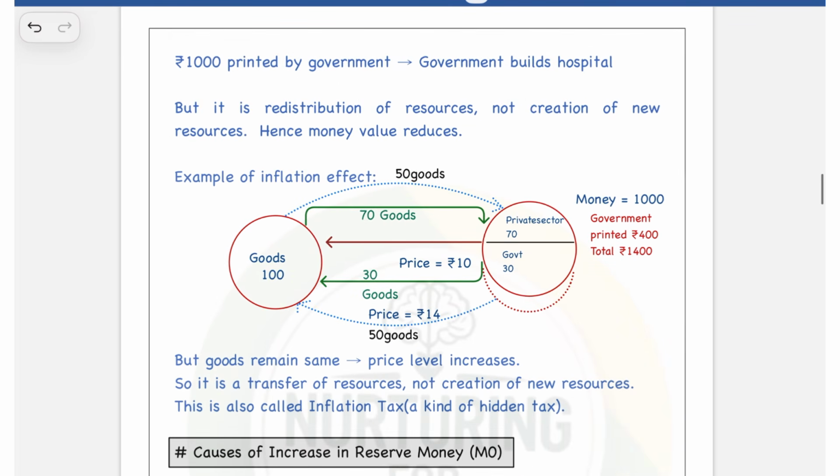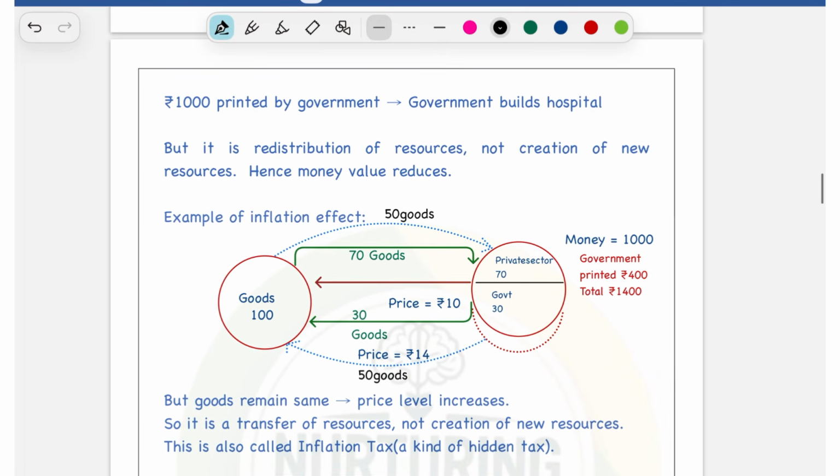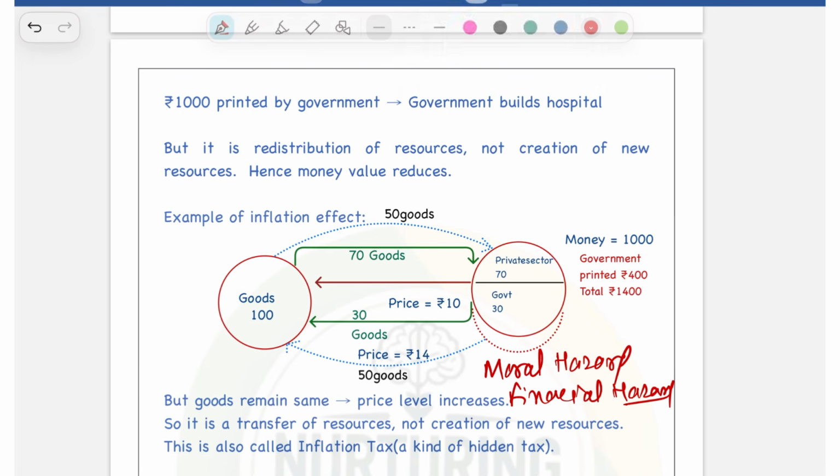In this sense it creates an inflationary tax kind of scenario. So that's why it is always a moral hazard. It's a moral hazard, it's a financial hazard to actually do the deficit financing and printing of money in this way. This actually creates a bit of concern.